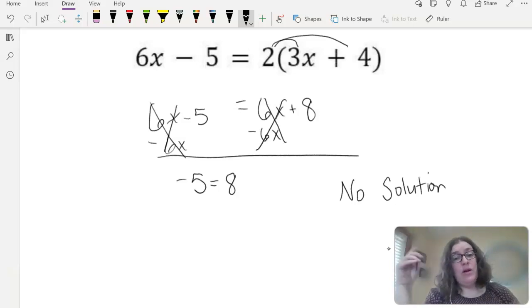If you need more paper or more space, go ahead and get a sheet of paper out. Just make sure you label each problem that you do.